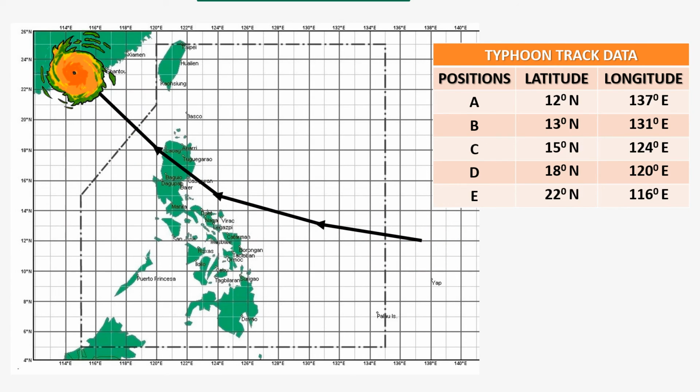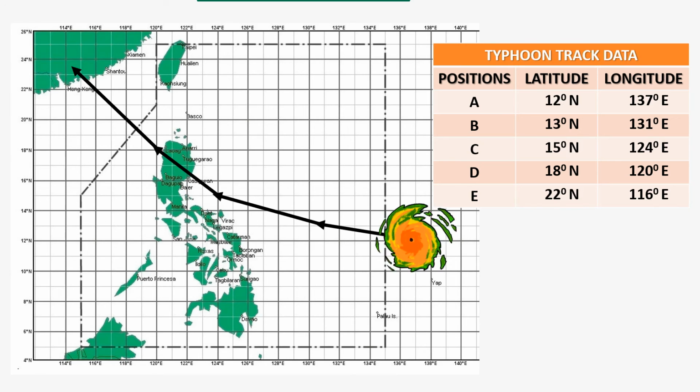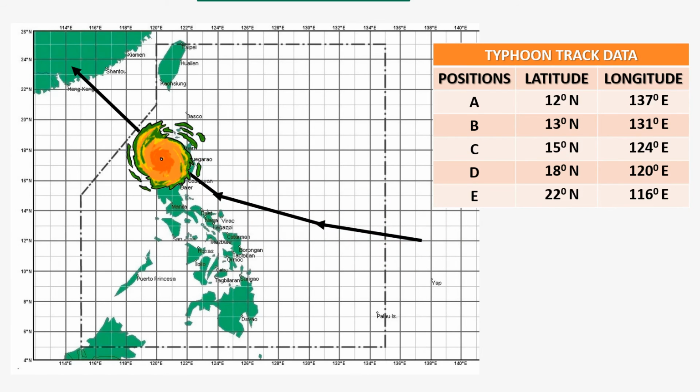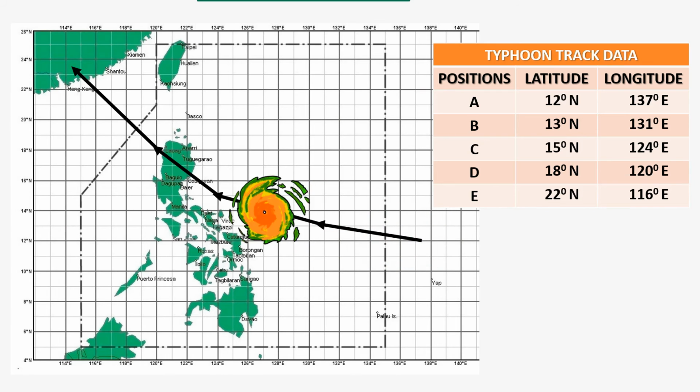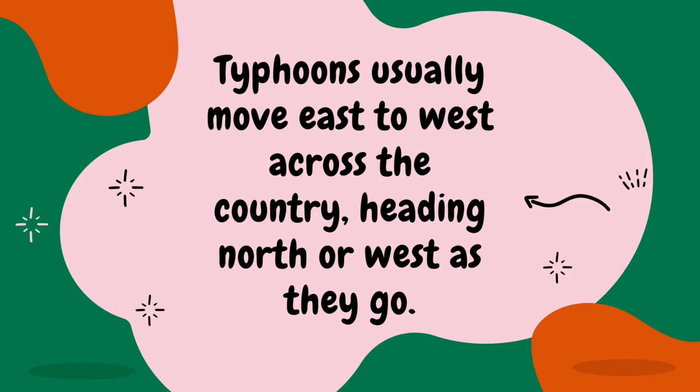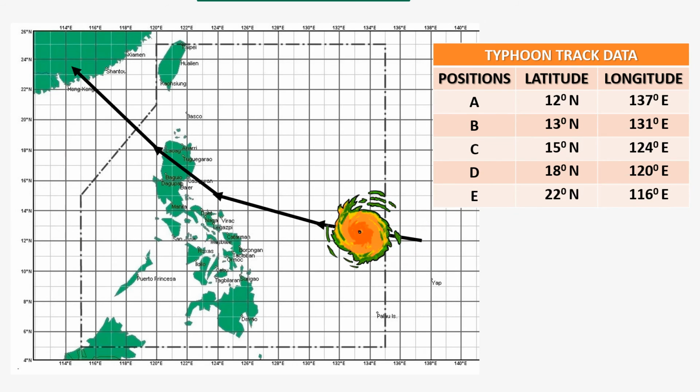Now, what can you say about the path taken by the hypothetical typhoon? How does it move? Very good. Typhoons usually move east to west across the country, heading north or west as they go. That is because the Philippines is located west of the Pacific where most typhoons develop.